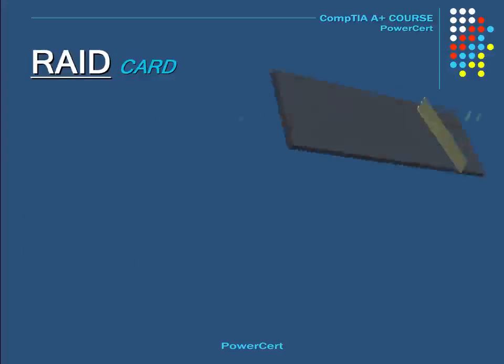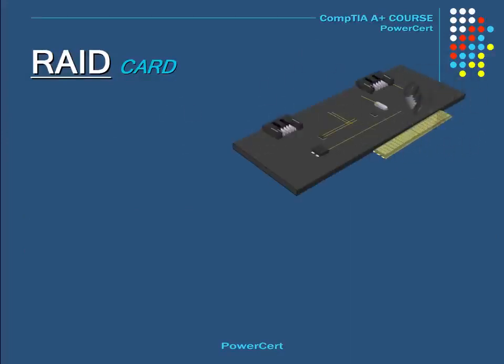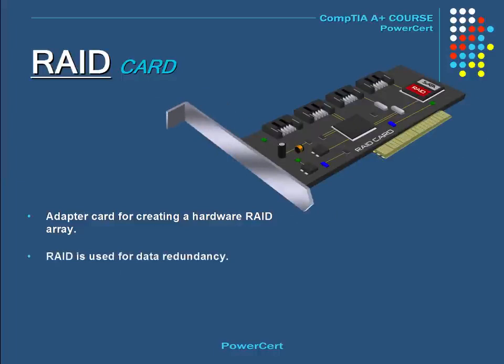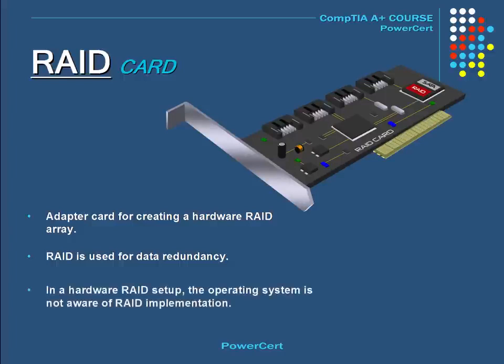There are also adapter cards for storage. For example, a RAID card. You can install a RAID card on a computer and implement a hardware RAID array for data redundancy. It's important to note that in a hardware RAID setup using a RAID card, the operating system is not aware of a RAID implementation. The RAID configuration is done strictly through the RAID card.